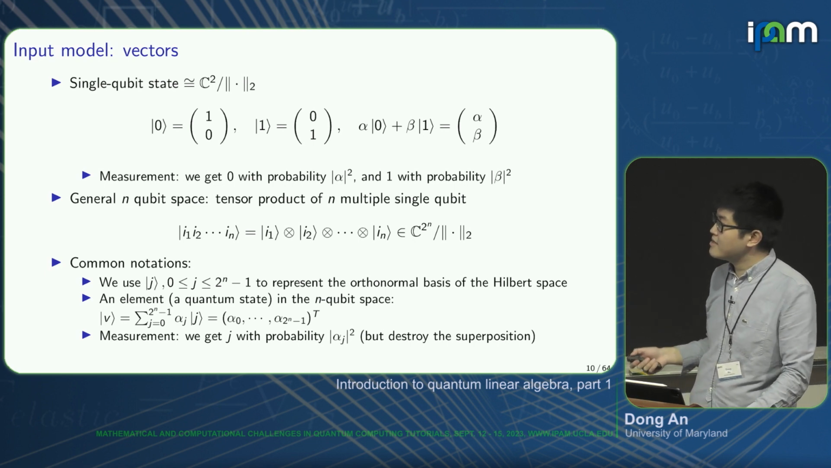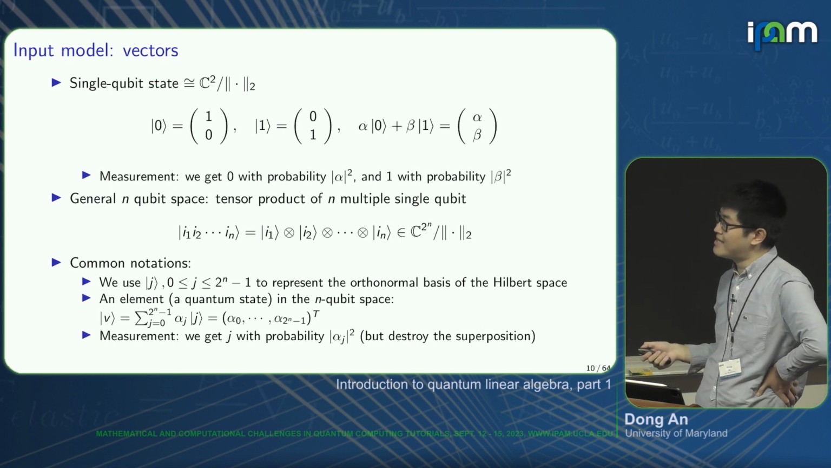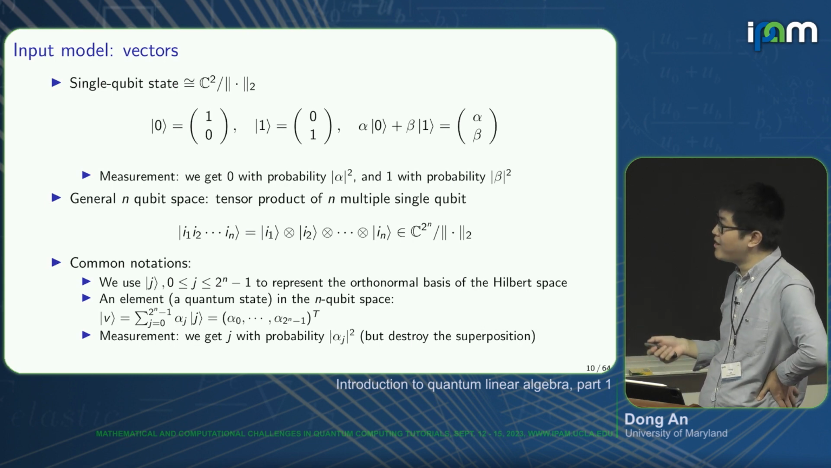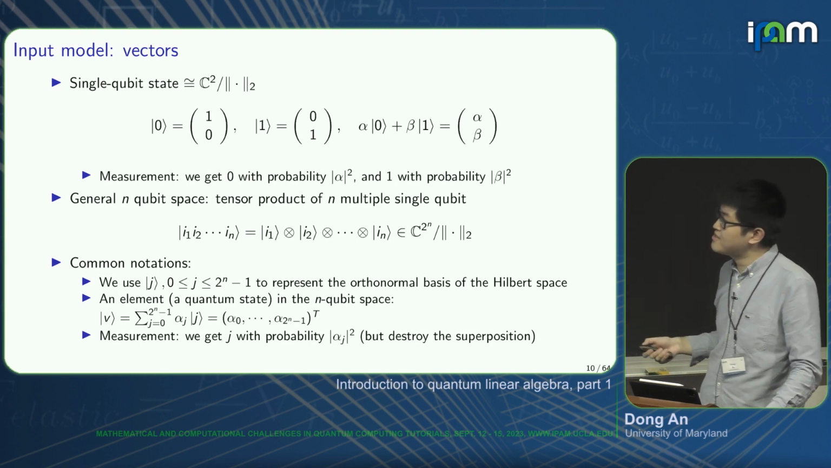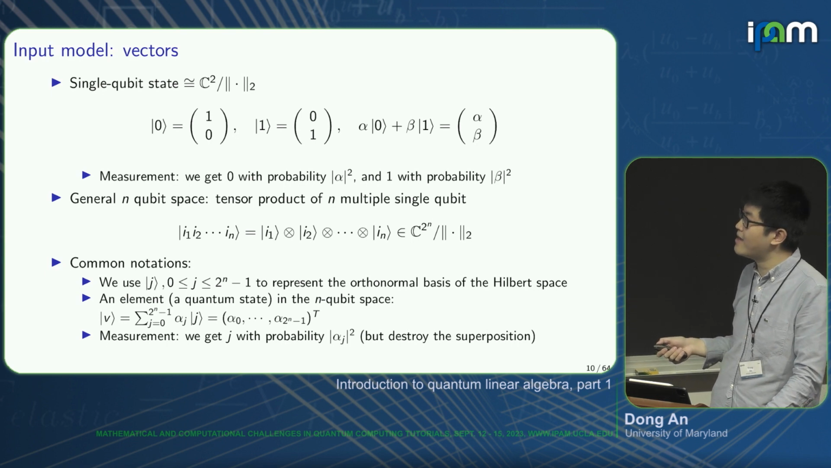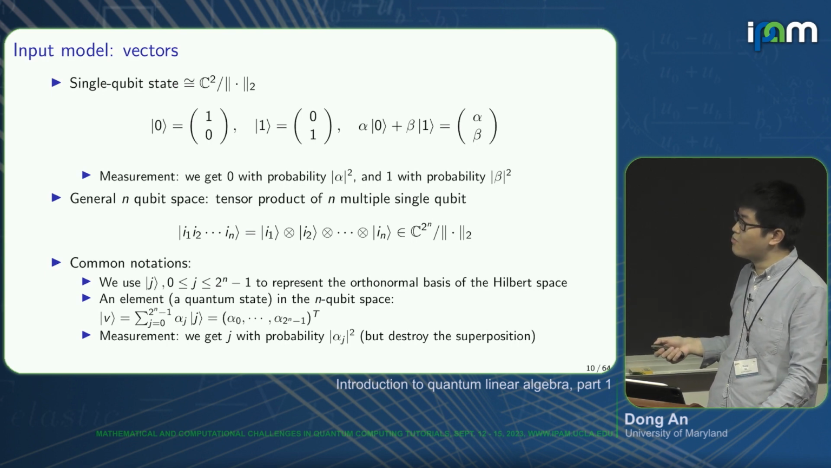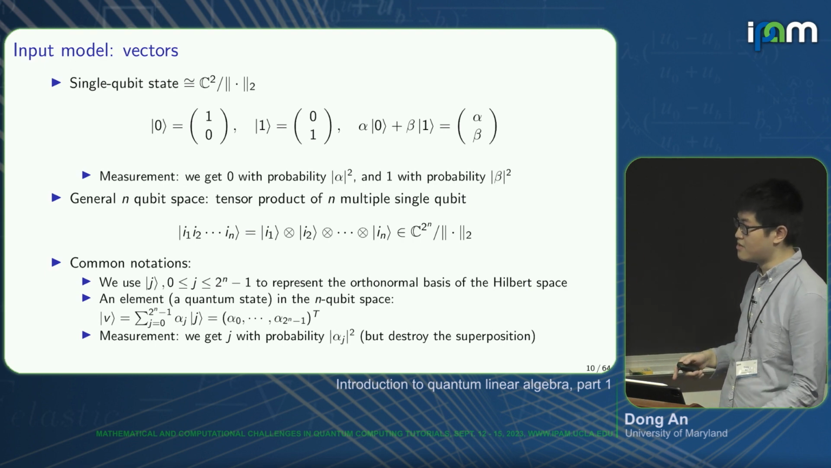So we start with the single qubit state. The single qubit state can be represented in a two-dimensional Hilbert space. I will just use the notation |0> to represent the vector (1, 0), and |1> to represent the vector (0, 1). Basically, it is an orthogonal basis in your two-dimensional space.